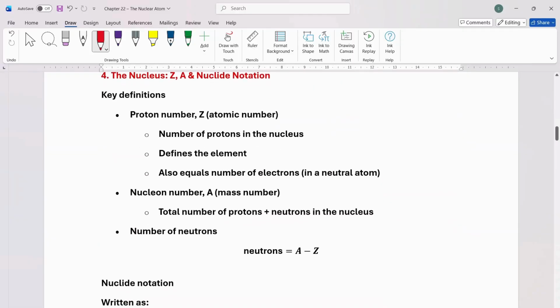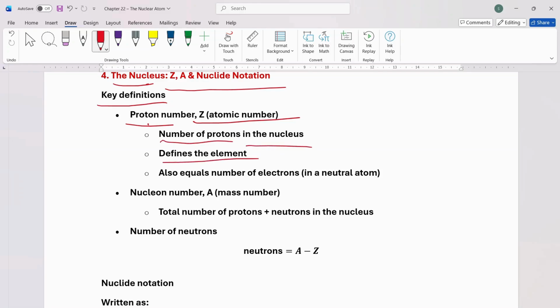Now let's discuss the nucleus. The nucleus has mass number, atomic number and nuclide notation. Key definition: proton number, which is equal to atomic number, represented by a capital Z. The number of protons in the nucleus defines the element, and also equals the number of electrons in a neutral atom.